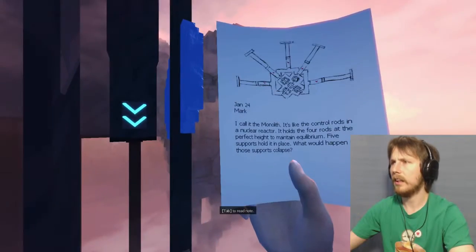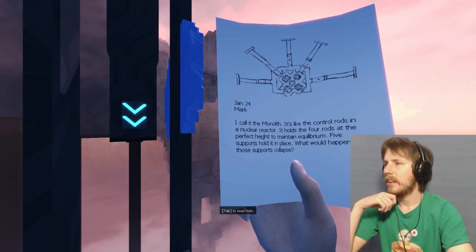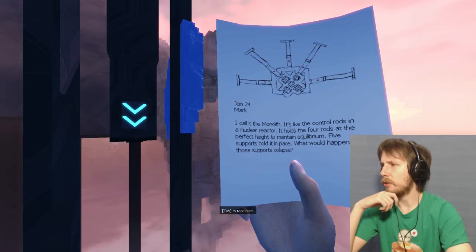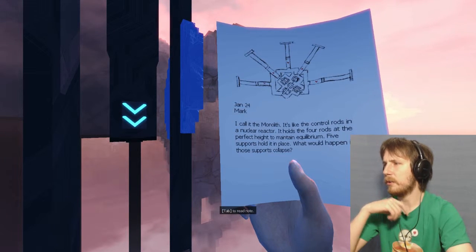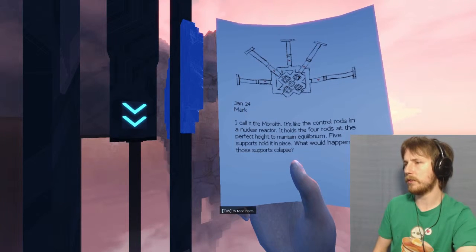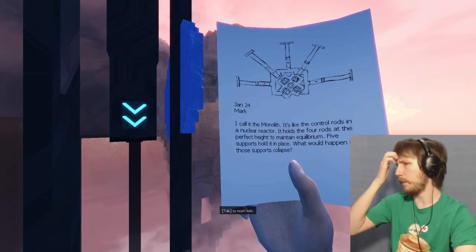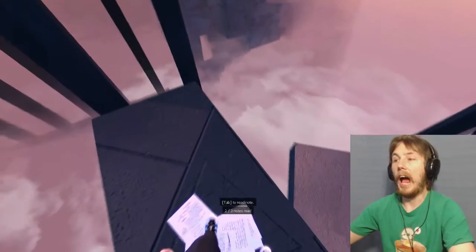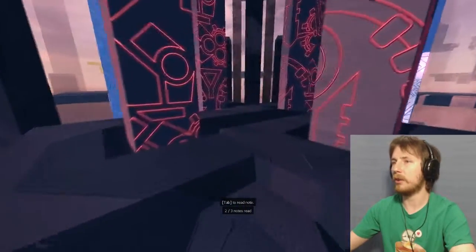I call it the monolith. It looks like the control rods in a nuclear reactor. It holds the four rods at the perfect height to maintain equilibrium. Five supports hold it in place. What would happen if these supports collapsed? It's a virtual world! Try it out! You could remake the world!